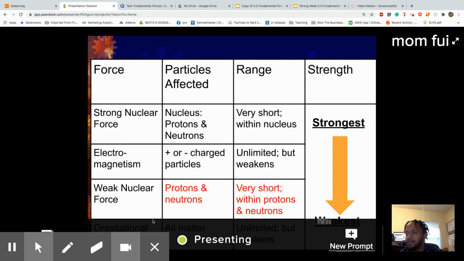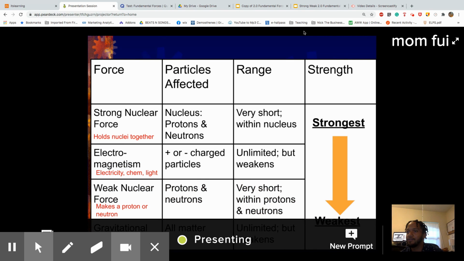All right, so this is the next section that you need to write inside of your cheat sheet, which is the particles affected for weak nuclear force and the range. The particles affected for weak nuclear force are a proton and a neutron. The range of this is very short, and it's only within protons and neutrons.